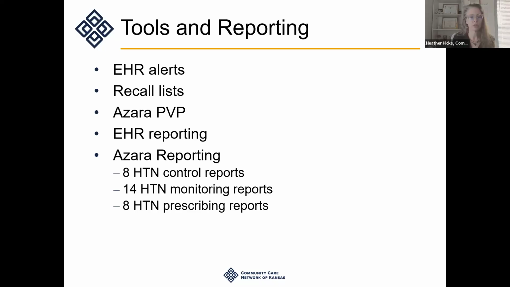I know that your EHRs have good reporting too, so this is not at all to knock your EHR and your other tools. But there are 8 hypertension control reports, 14 hypertension monitoring reports, and 8 hypertension prescribing reports. And that doesn't count, for the controlling hypertension UDS measure, all the different versions. I only counted that one because I would expect that we're probably using the most up-to-date report. So that's where all that is coming from.